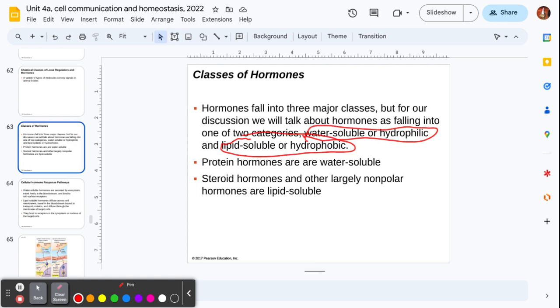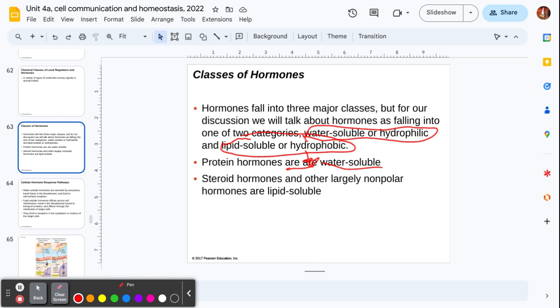Protein hormones are water soluble. For example, insulin would be an example of a protein hormone. And we're actually going to talk about insulin, or you all are going to talk about insulin in your project, I should say.